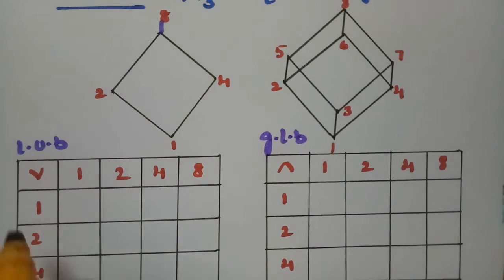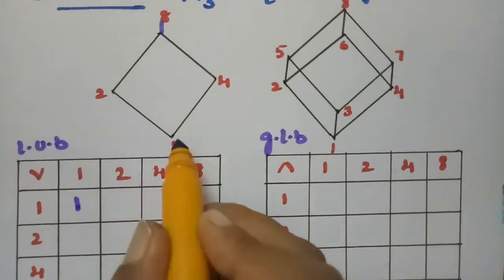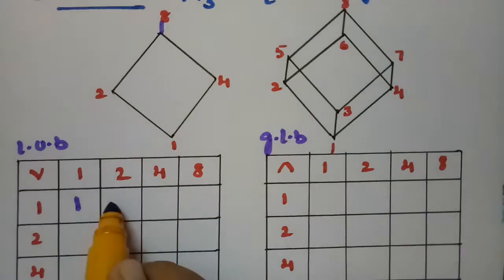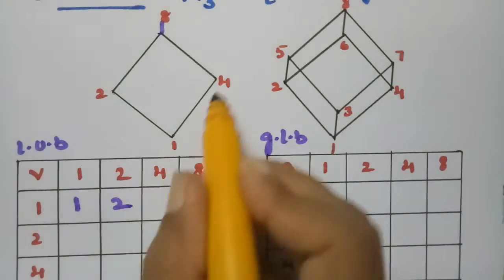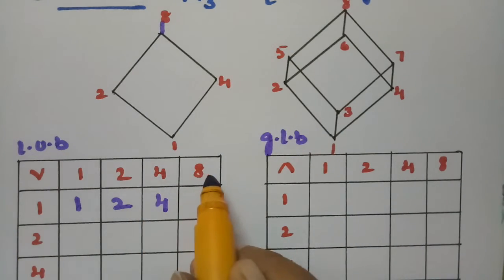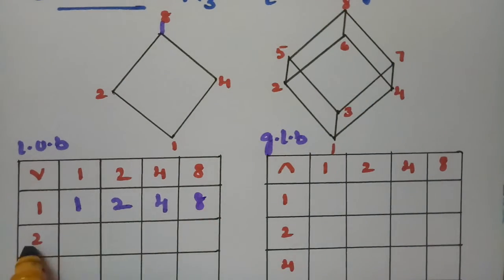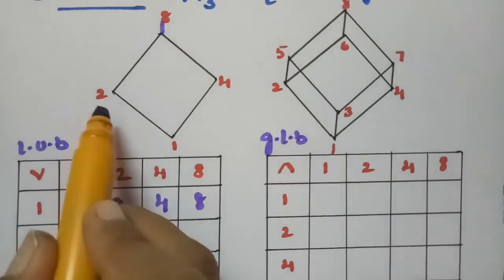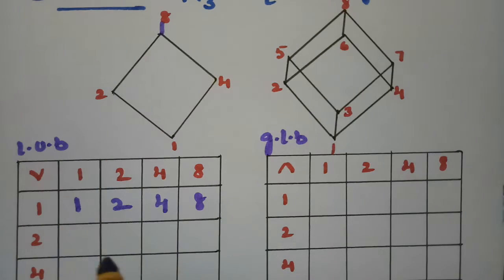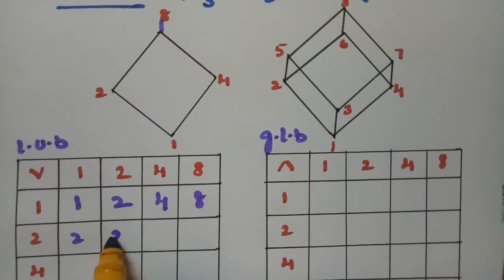See, coming to this point, 1, 1. For 1 and 1, the upper bound is 1. For 1, 2, what is an upper bound? 2 is an upper bound. For 1 and 4, 4 is an upper bound. And for 1 and 8, 8 is an upper bound. And 2, 1: for 2 and 1, which one is an upper bound? 2 is an upper bound. And next, for 2 and 2, 2 is an upper bound.